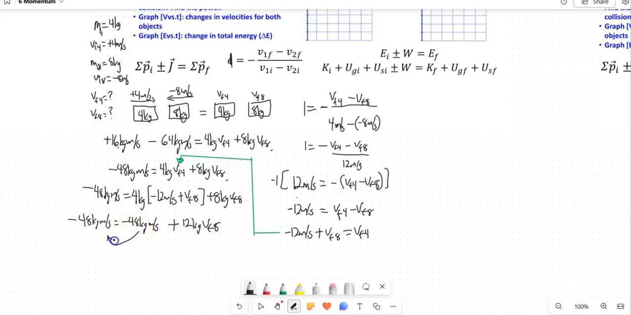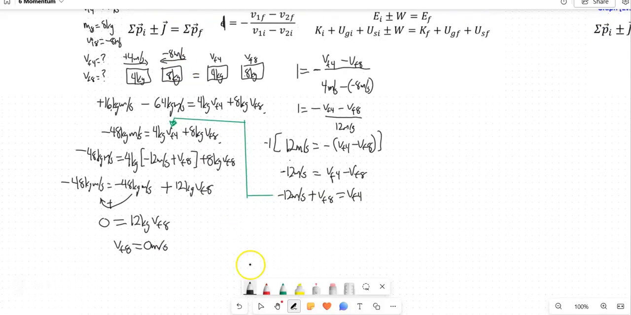We're going to add this on to the other side, and we are going to get 0. So V final 8 is going to be equal to 0 meters per second. So this big object right here is going to come to a stop. Okay? So now we know that that guy is going to come to a stop. That's the final velocity for the mass 8 object.